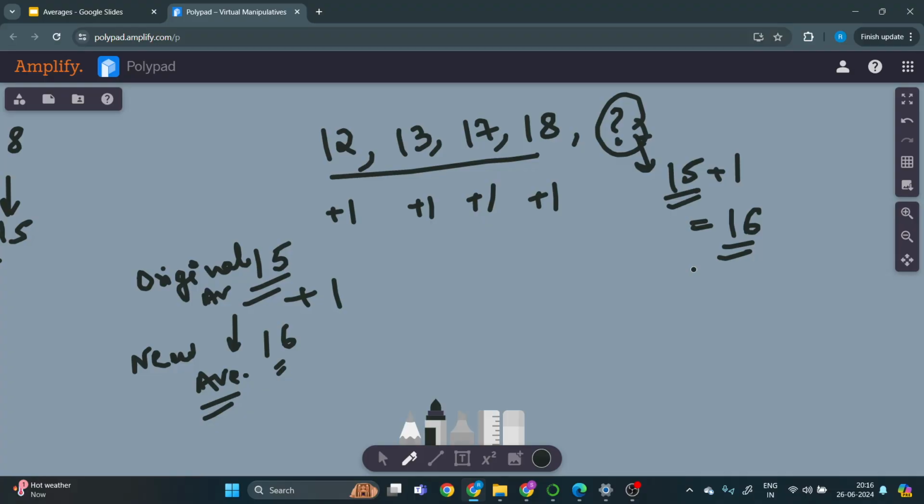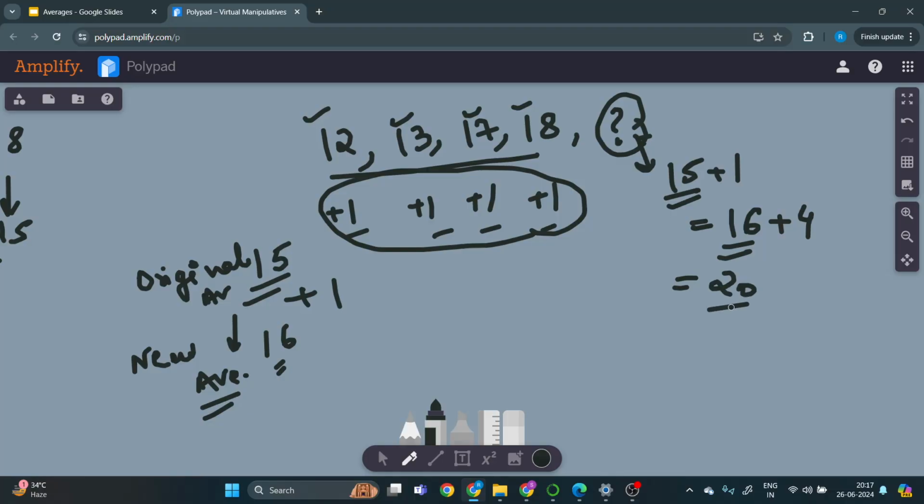Now, this plus 1, plus 1, plus 1, plus 1 can't be accommodated in these numbers because they are the original numbers. So where shall they be accommodated? They can only be accommodated in the question mark because the question mark figure is still unknown. We cannot replace 12, 13, 17 and 18. So where shall we accommodate these plus 4? In the question mark number. So it comes as 20. So the question mark figure is 20.